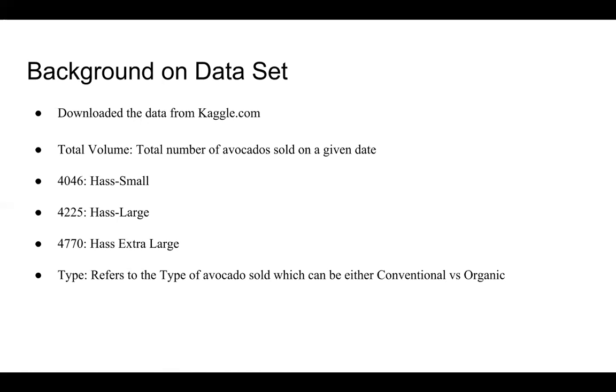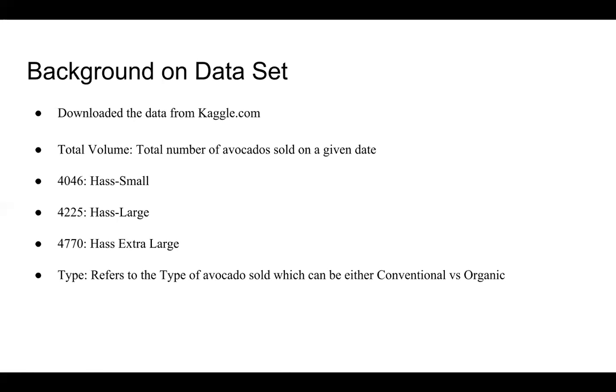Interestingly enough, there are over 100 types of avocados. However, our data set focuses on only the Hass variety because it accounts for about 95% of the total crop each year in the United States. 4046 is Hass small, 4225 is Hass large, 4770 is Hass extra large.